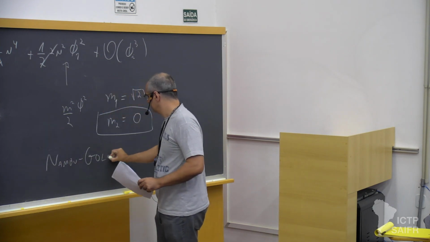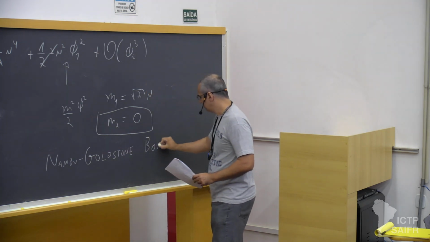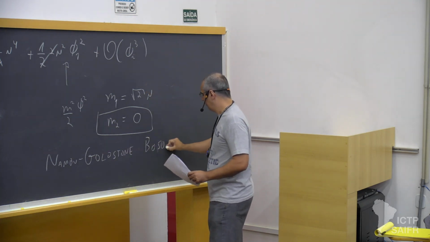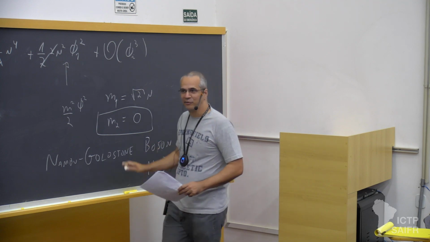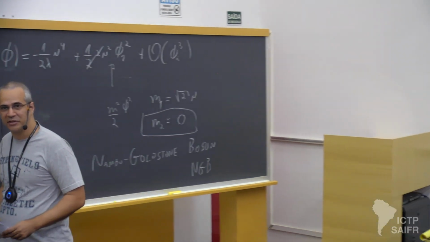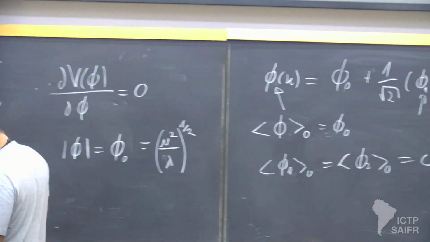Nambu-Goldstone boson. If you ever see NGB around any paper on particle physics, that's what he's referring to. So these massless scalars arise from spontaneous symmetry breaking, right?